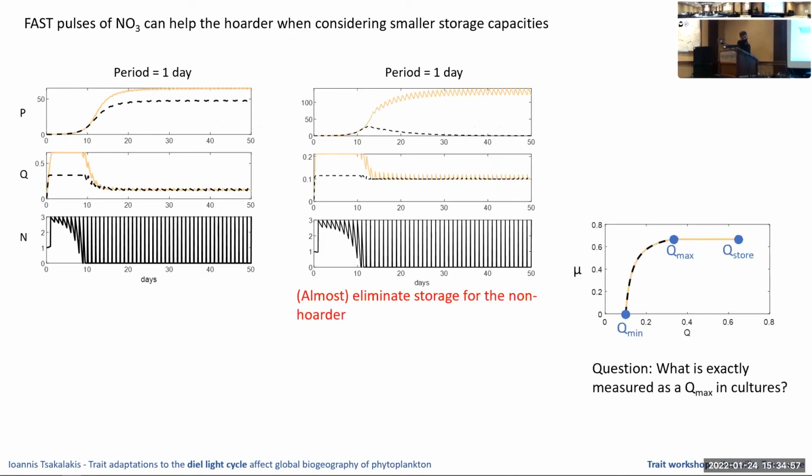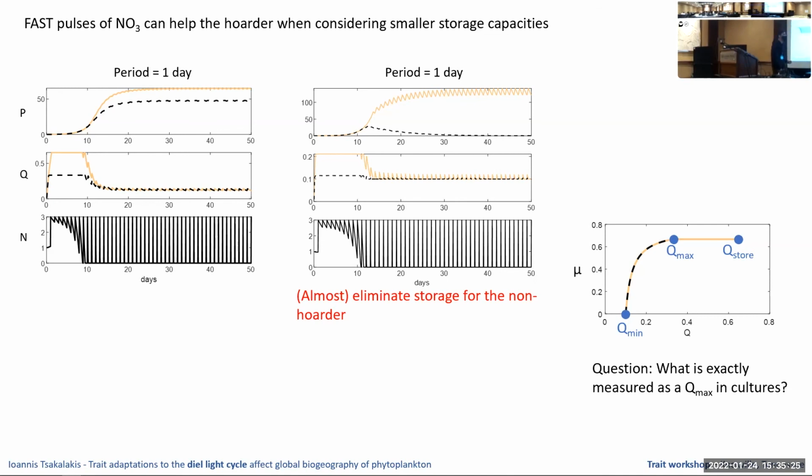And finally, I have a question here. This is a simulation I showed you before with the pulses of nutrients per day. This is something I want to understand also to put in the diel model. But when I almost eliminate the storage for the non-hoarder, as you can see there, then these diel fluctuations can help the hoarder to win.